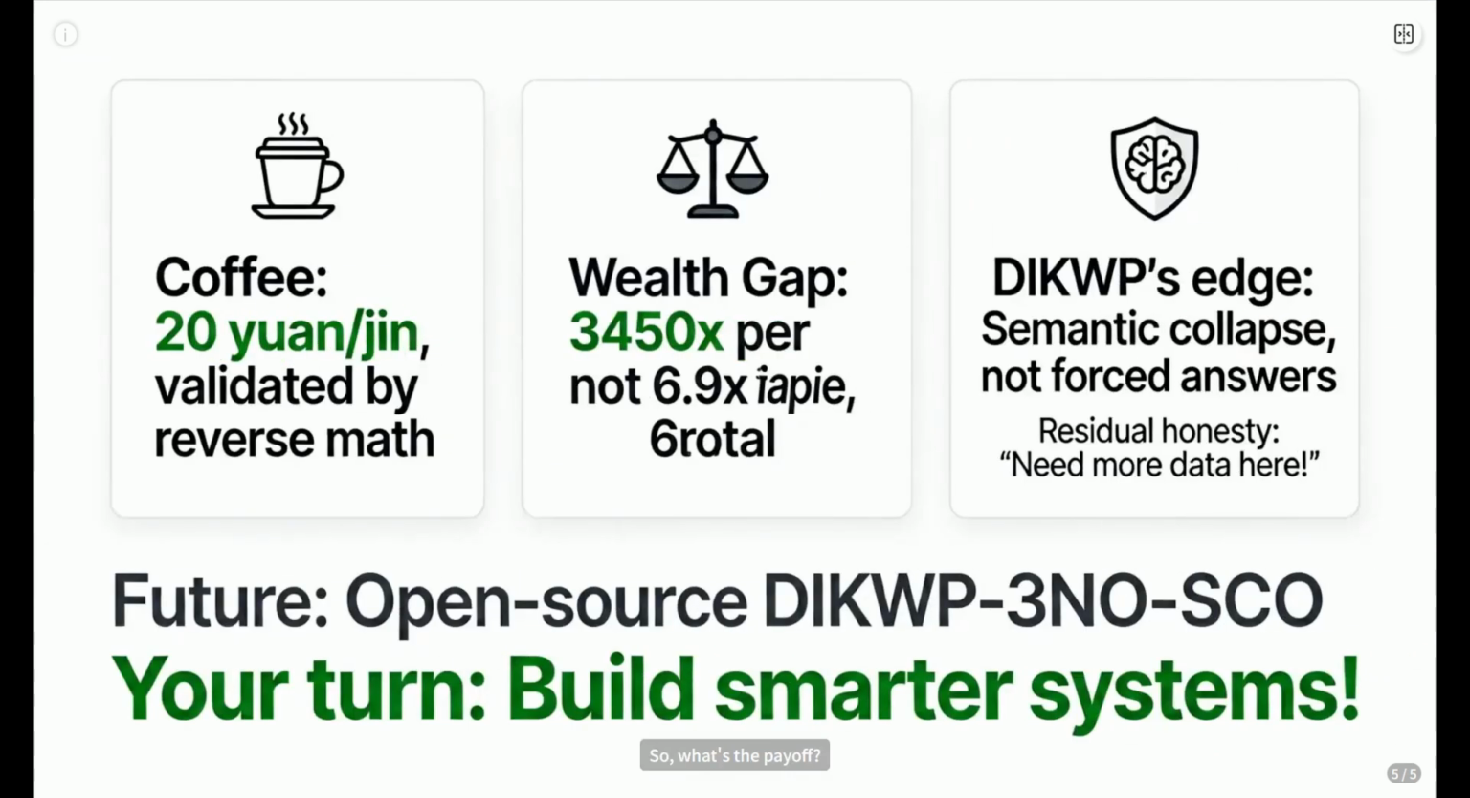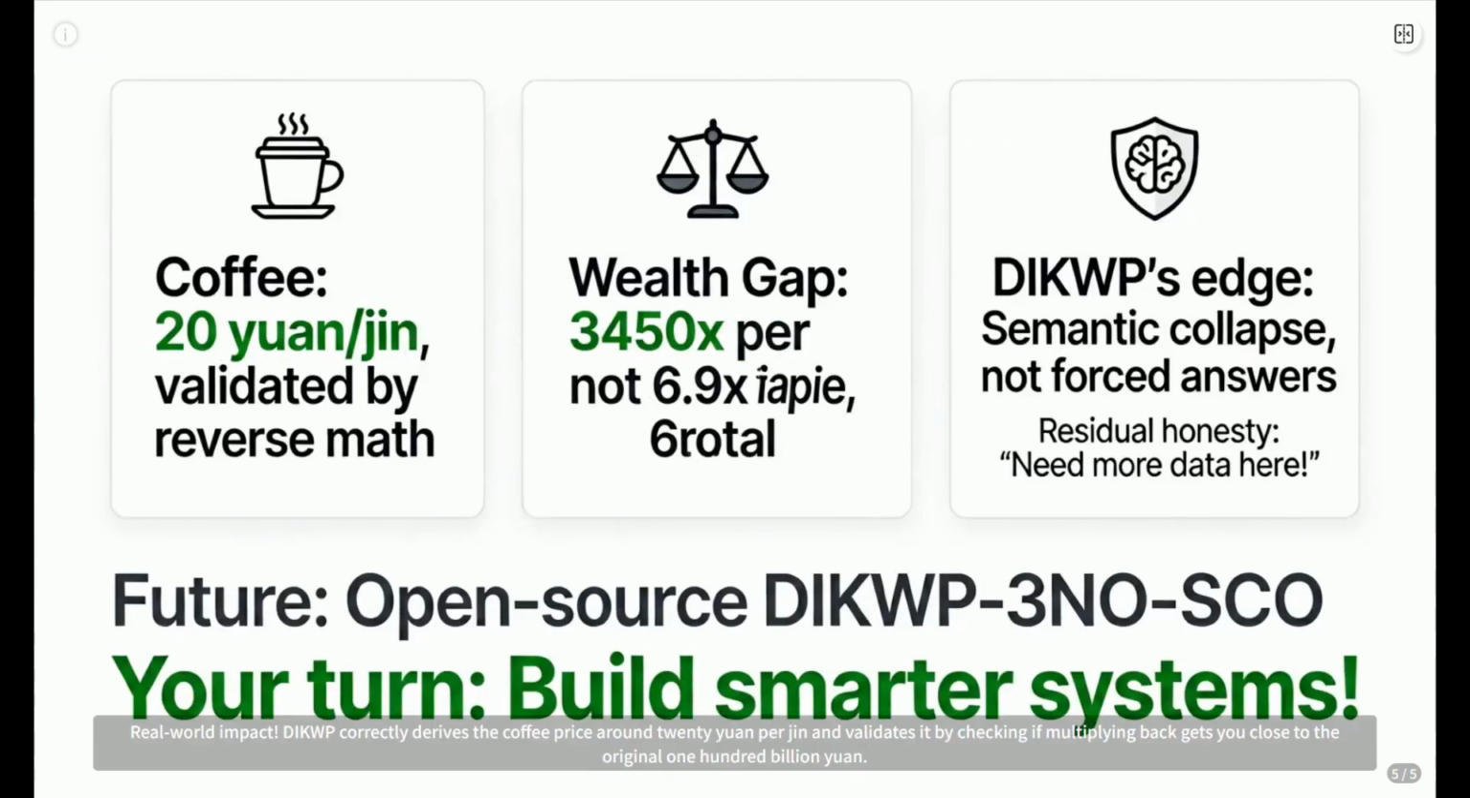So, what's the payoff? Real-world impact. DIKWP correctly derives coffee price around 20 yuan per jin, and validates it by checking if multiplying back gets you close to the original 10 billion yuan. For the wealth gap, it clearly distinguishes between the misleading 6.9 times total share ratio and the much more revealing 350 times per capita share ratio.